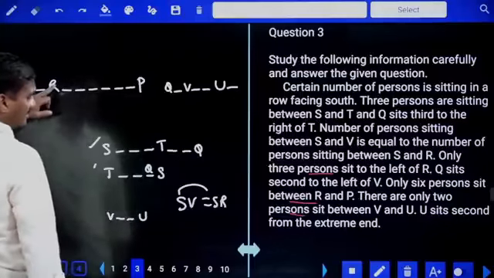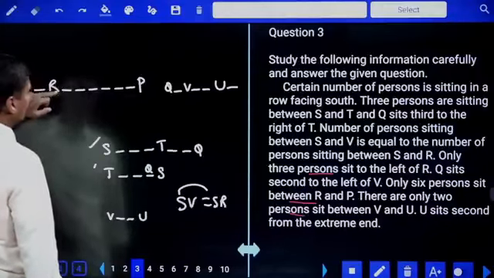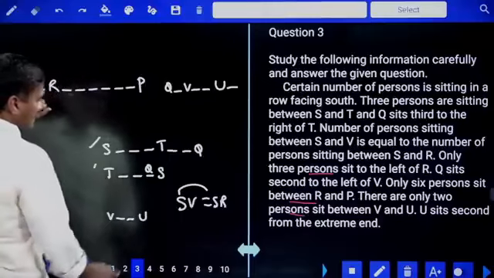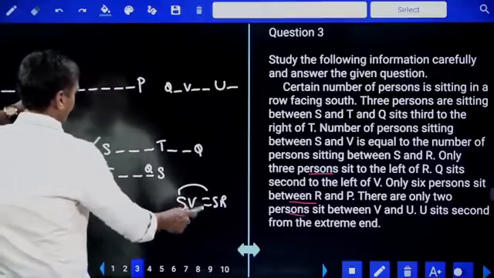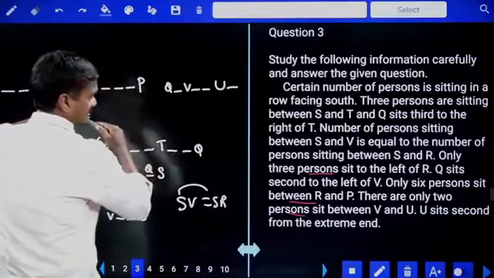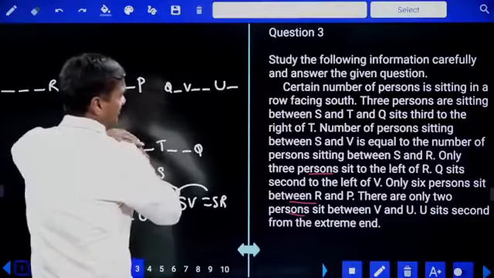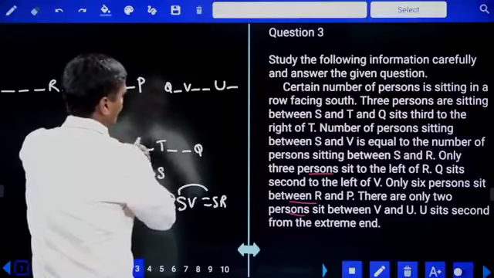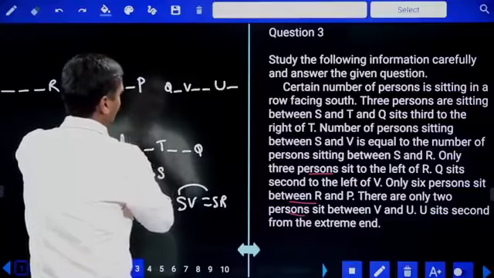Now from R is at this place. If R is here, R and S. R and S, how many persons were there? Now where will P come? P and Q were these 2 persons. P and Q, 3 persons sitting between S and T. And Q sits third to the right of T.